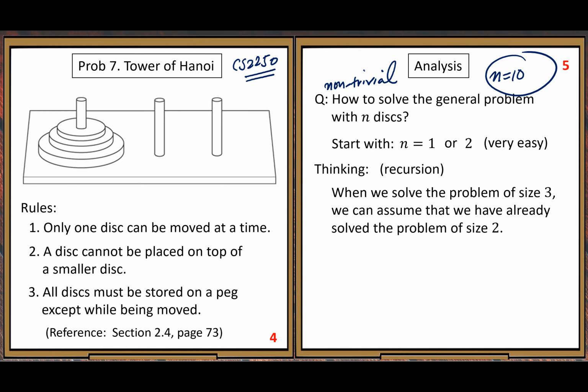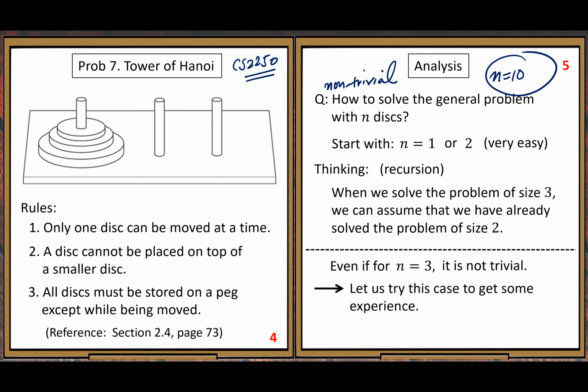Then by recursion, there is a gap between the solution of size 2 and the solution of size 3. The recursion, we need to fix it by some special recursion. So for n equals 3, we need to do some work to fill the gap. It's non-trivial, and we need to do some work here.